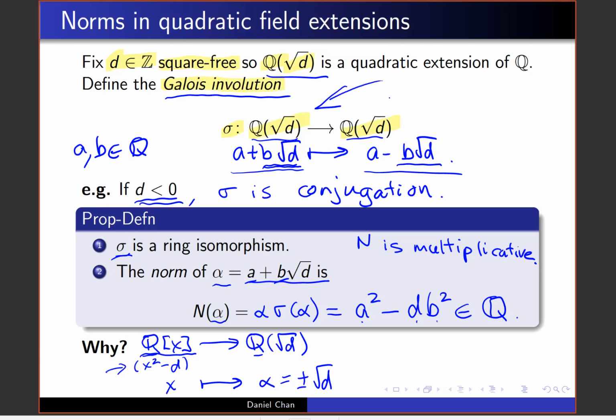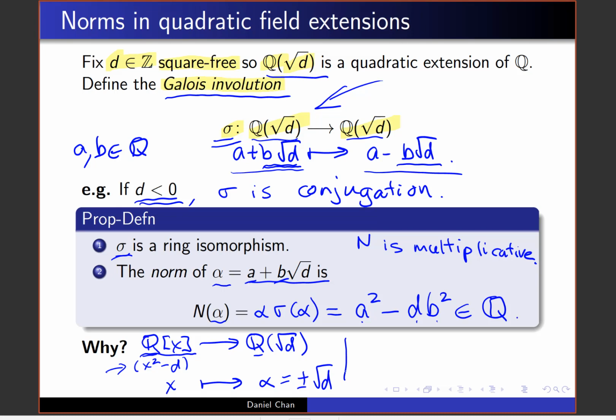So if you send X to alpha equals root D, basically you get the identity on Q(root D), but we choose the other one, and that sends root D to minus root D. So that's what you see with sigma here. That's the case where root D gets sent to minus root D. Okay, so that's a brief reason for why sigma is a ring isomorphism.